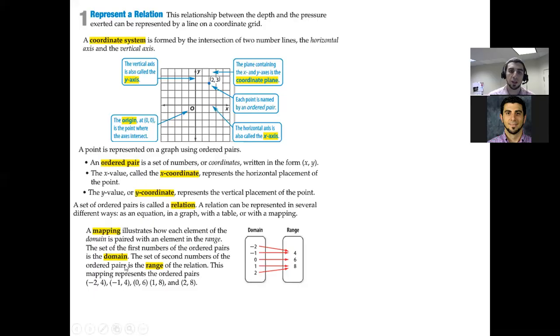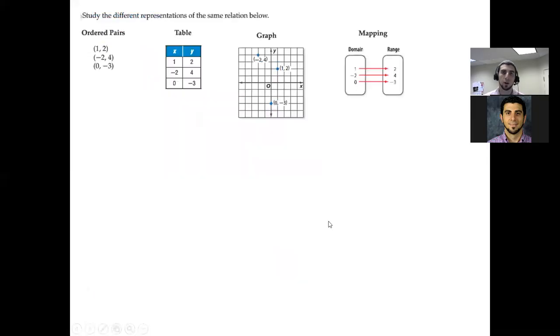So the set of first numbers of the ordered pairs is the domain, and the set of second numbers is the range. This mapping represents the ordered pairs (-2, 4), so see how -2 is mapped to 4, -1 is mapped to 4, (0, 6), (1, 8), and (2, 8) as well. And you can see the mapping right there.